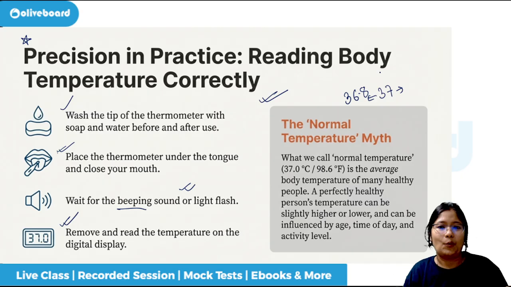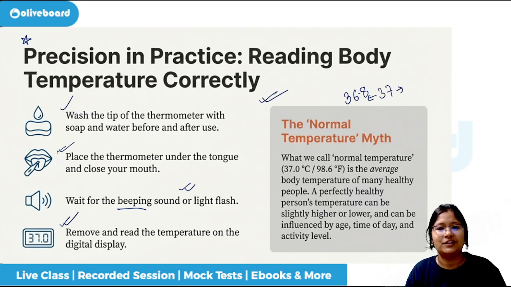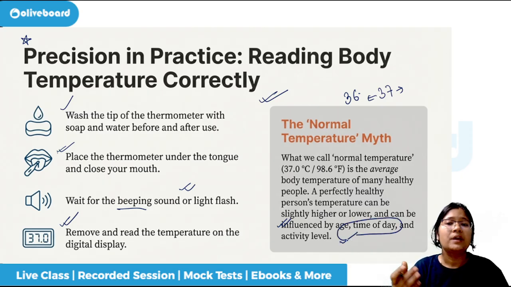The answer is no. Though the normal body temperature is 37 degrees Celsius, which is 98.6 degrees Fahrenheit on average, it can vary slightly from person to person. Even age will influence it, and if we check it at different times of the day, in that case also it will show a different reading.